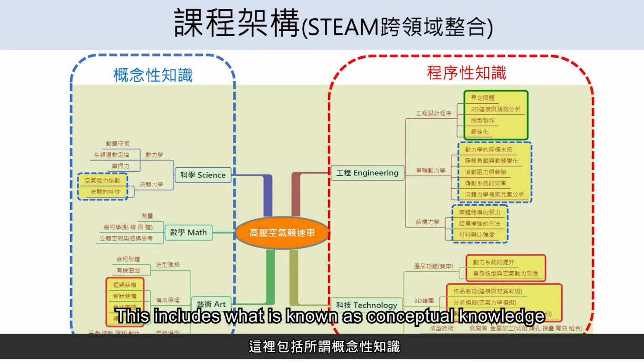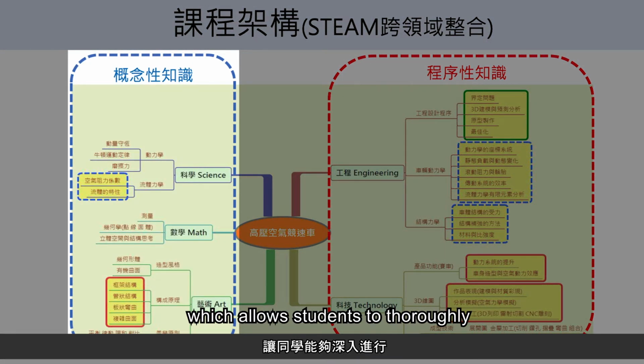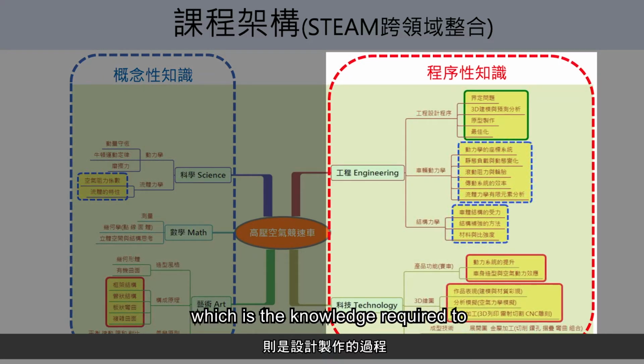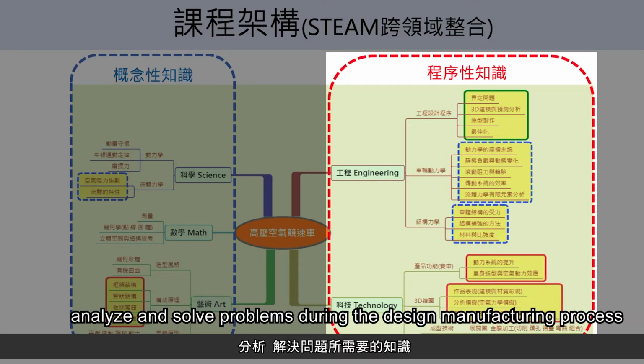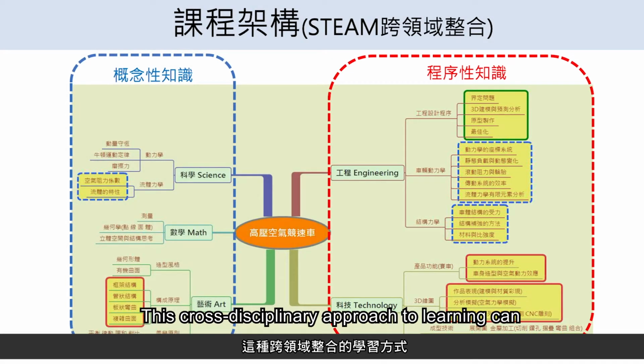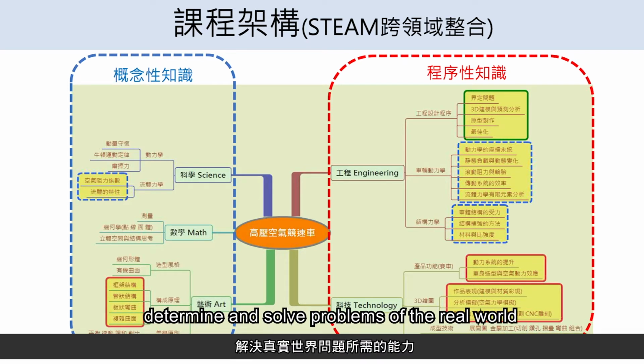This includes what is known as conceptual knowledge, which allows students to thoroughly perform design thinking judgments, and the other being procedural knowledge, which is the knowledge required to analyze and solve problems during the design manufacturing process. This cross-disciplinary approach to learning can help students develop abilities to analyze, determine, and solve problems of the real world.